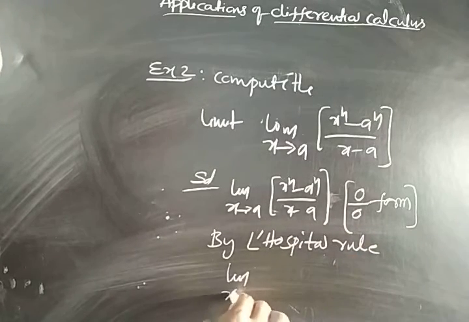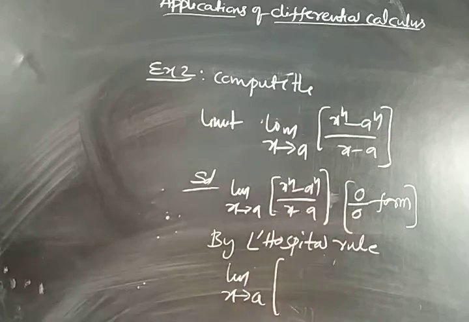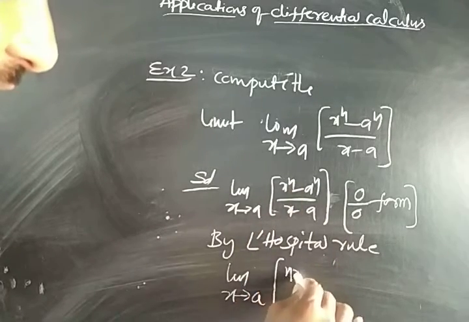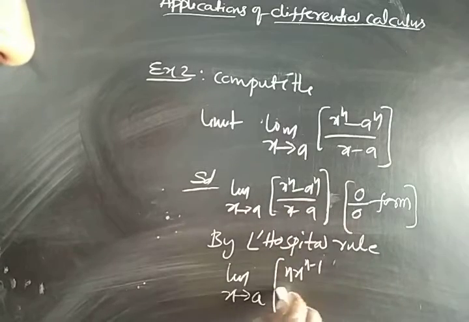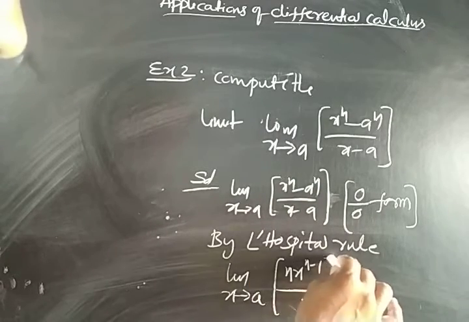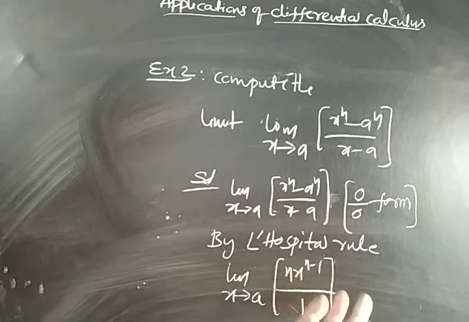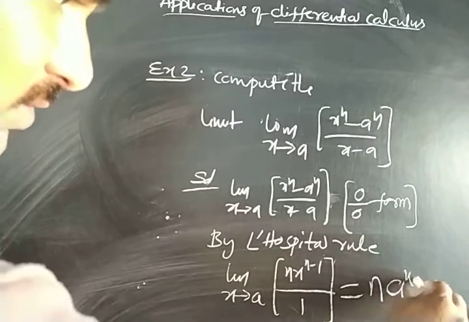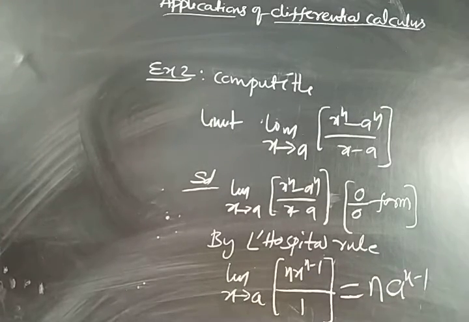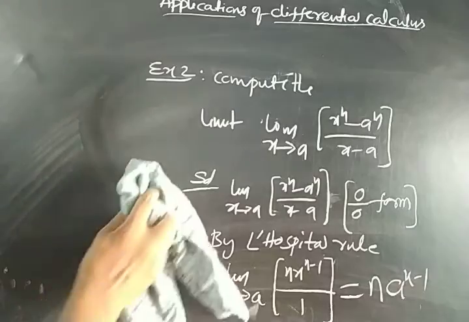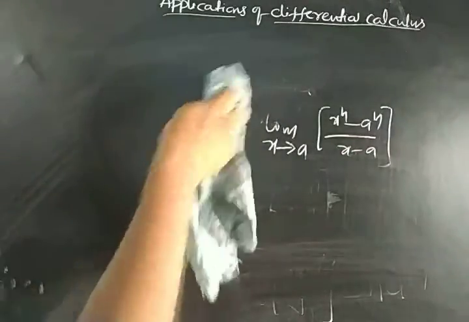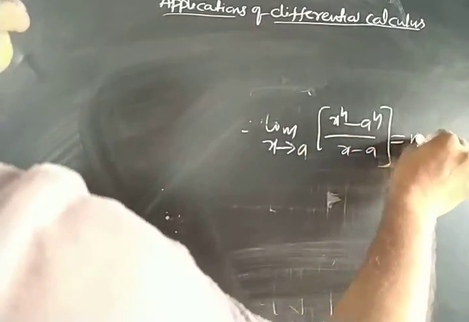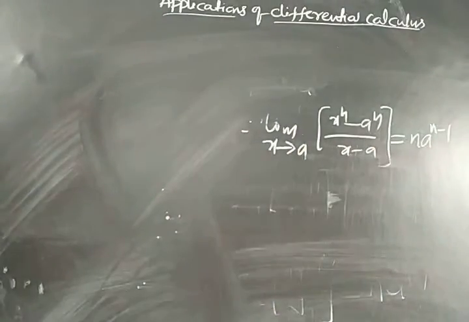By L'Hospital rule, differentiate the numerator separately: x power n derivative is n into x power n minus 1, a power n derivative is 0. Denominator derivative is 1. Now substitute a, you are not getting 0 by 0 form, so the answer is n into a power n minus 1. Therefore the limit value of this given function is n into a power n minus 1.